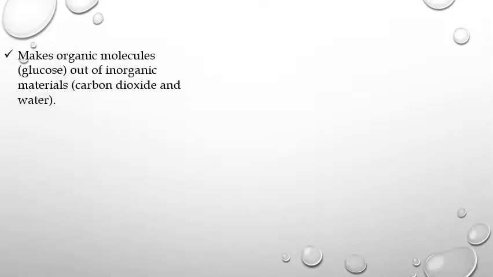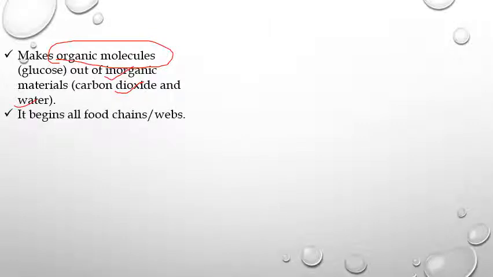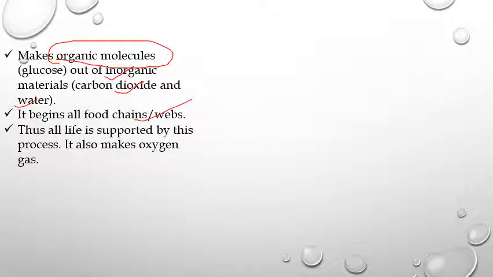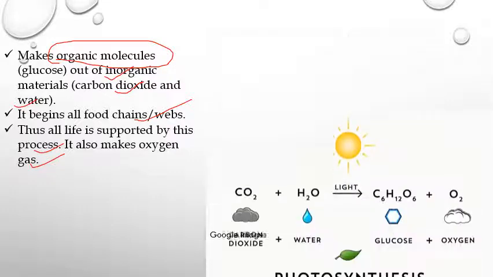Photosynthesis is the process which makes organic substances by using inorganic substances like carbon dioxide and water. And the product is a carbohydrate, which is glucose or blood sugar. So this is the process which begins all the food chains and food webs. Thus, we can say directly or indirectly, life is supported by this process, which is known as photosynthesis, and its byproduct is oxygen gas, which is important for all the aerobic organisms.